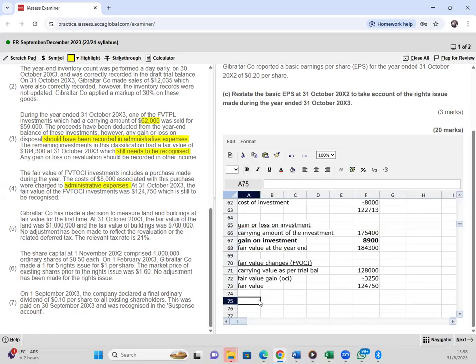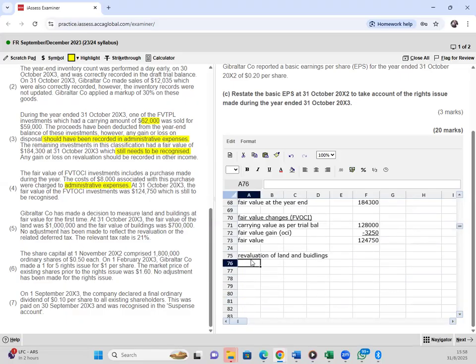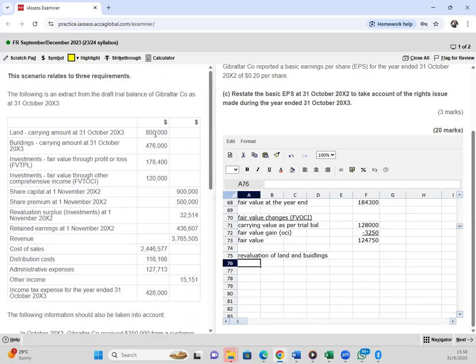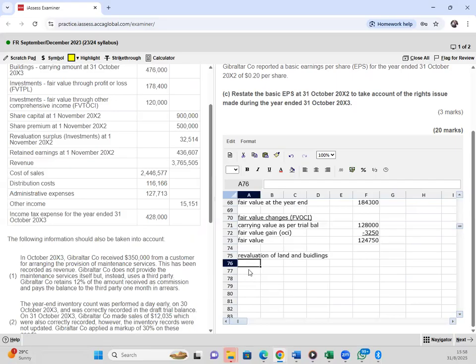So the revaluation of the land and buildings. So the question is saying that on that one, the fair value of the land was 1 million. Let's go and check how much was the carrying amount of the land. The land was at a carrying amount of 800. So this one, we can actually tell there's a gain on revaluation of land. So that's from 800,000 to 1 million, that's 200,000. So there's gain on revaluation of land.